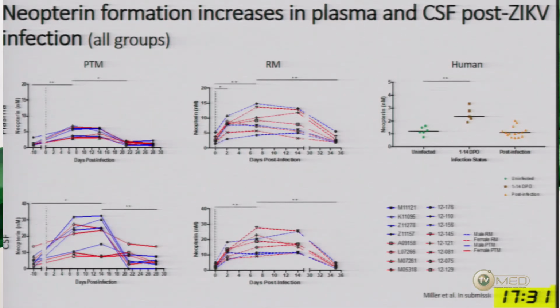And here now I'm showing you this from all the groups. So on top we have plasma, and then on bottom we have CSF. So we see significant increases in neopterin in the pigtail macaques, in the rhesus macaques, and in humans. So it was very interesting for us that we're seeing this consistently through from 2 models of Zika virus infection in macaques, and we see this in humans that are infected with Zika virus. And then again, we didn't have CSF from the humans, but from both monkey studies, when we look in the CSF, we also see increased neopterin.